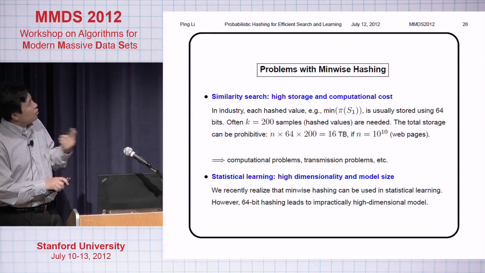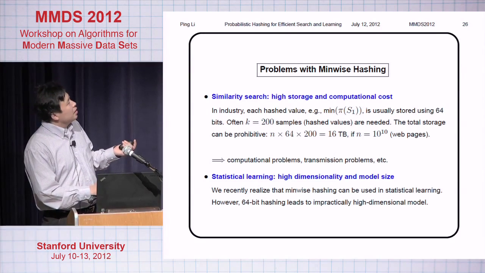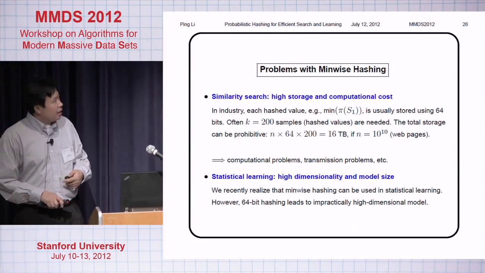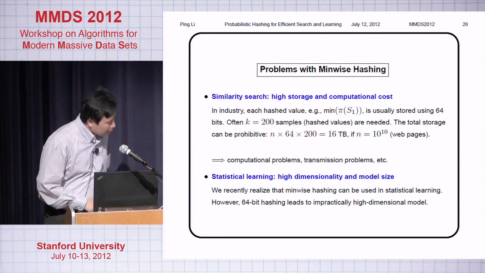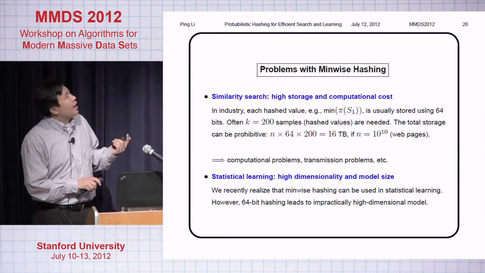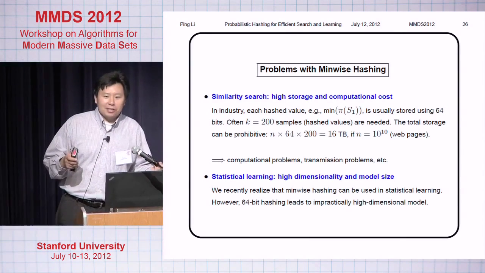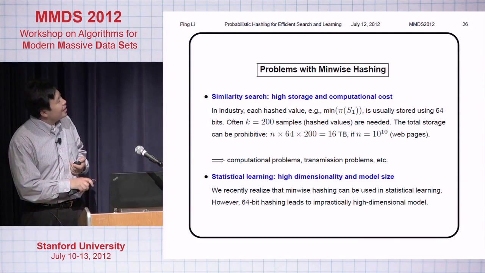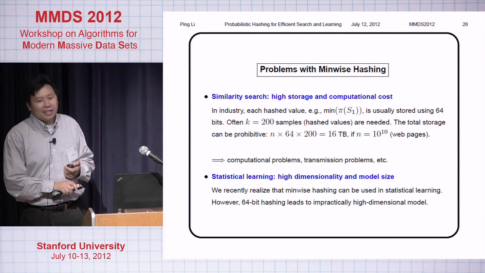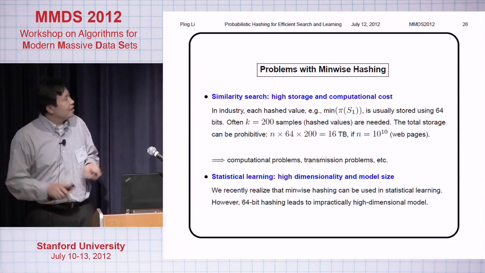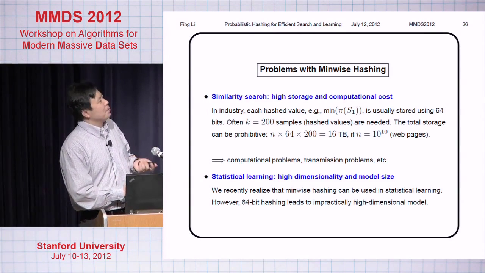And so the total number of space is large, and of course that translates into computational problems and network problems, etc. And more recently, we realized you can actually use minwise hashing for learning, for example, fitting logistic regression. The problem is if you're using that, its dimension is very high. If you do 64 bits, the dimension is 2 to the 64. So that's the problem.